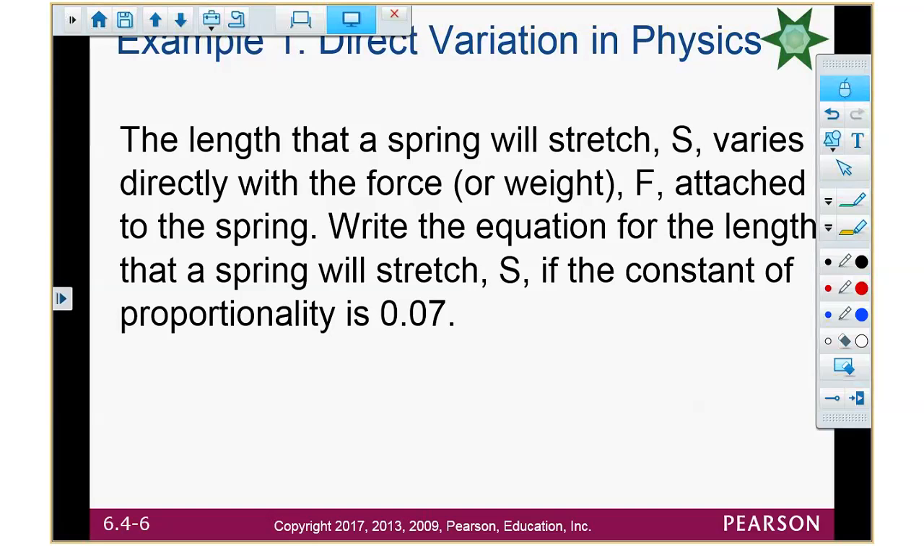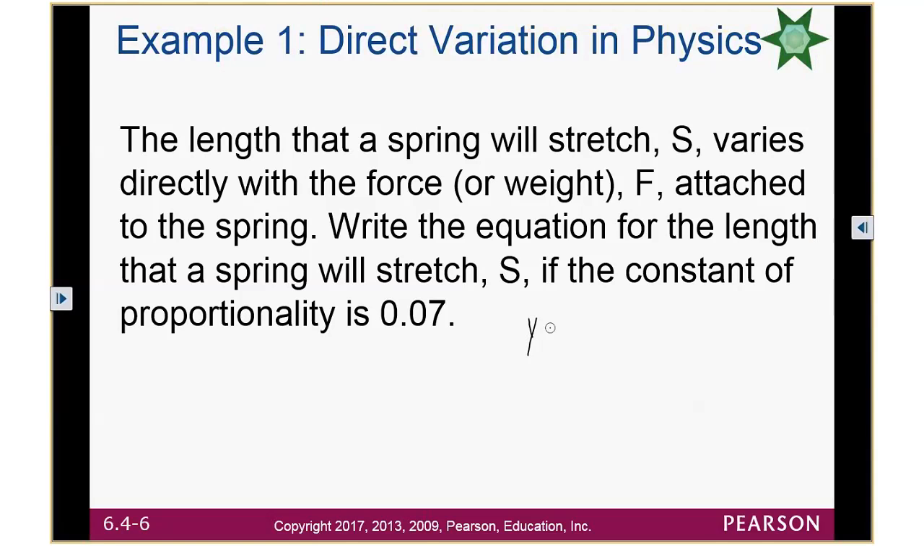Now, the length that a spring will stretch, S, varies what? So we're going to use Y is equal to K times X. What comes first in this sentence? The length that a spring will stretch, what? S goes with the Y. K never what? Never changes. And what's the other letter? So F is X. There's your equation for your formula. So all of this is done.